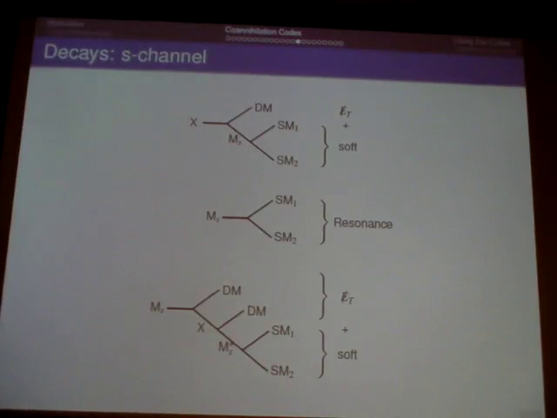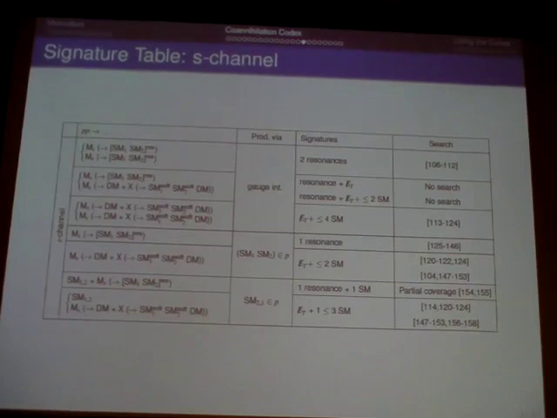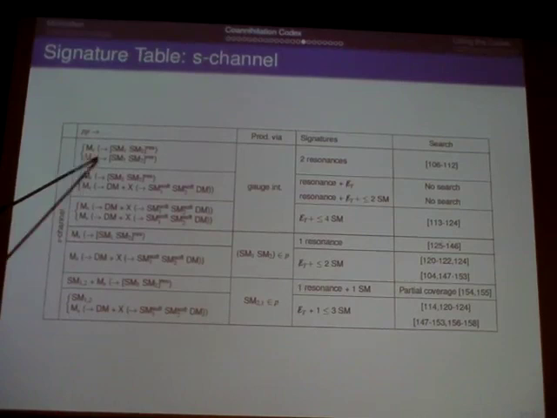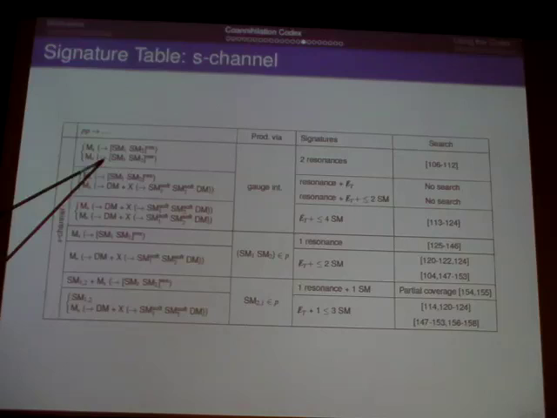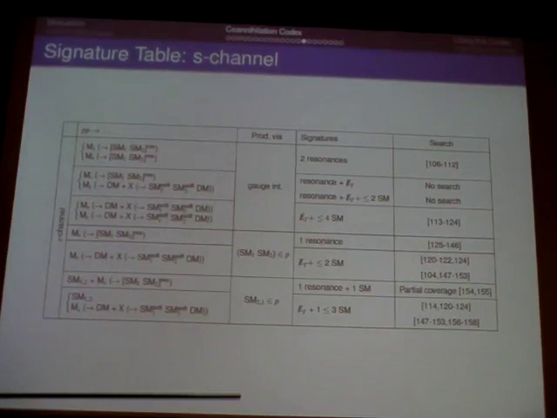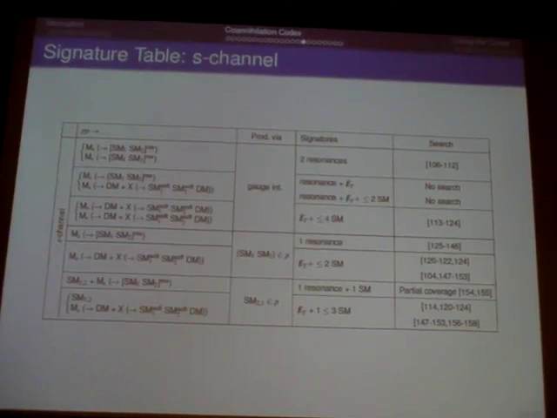Okay, so now like in the common framework, we can tie together the production modes and the decay modes. We have another signature table. So here this is pair producing the mediators through a gauge interaction. And in this first line, this is the case where both mediators decay resonantly. And then the signature is two resonances. And so this is quite well searched for. There's quite a few different searches looking for different kinds of standard model particle resonances.